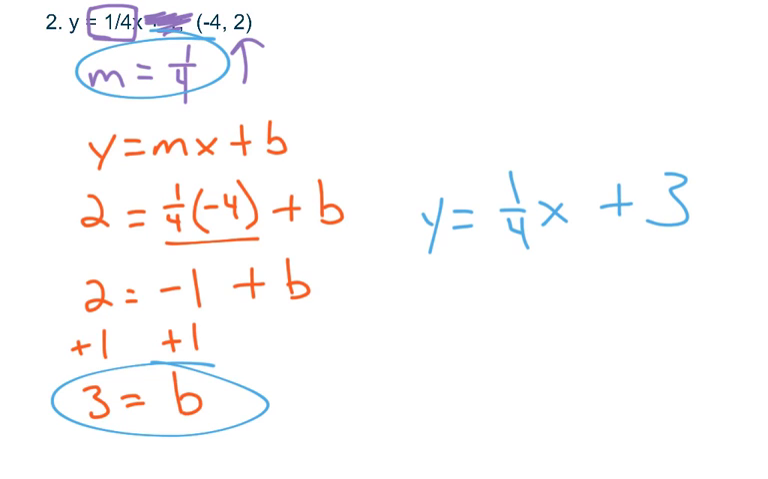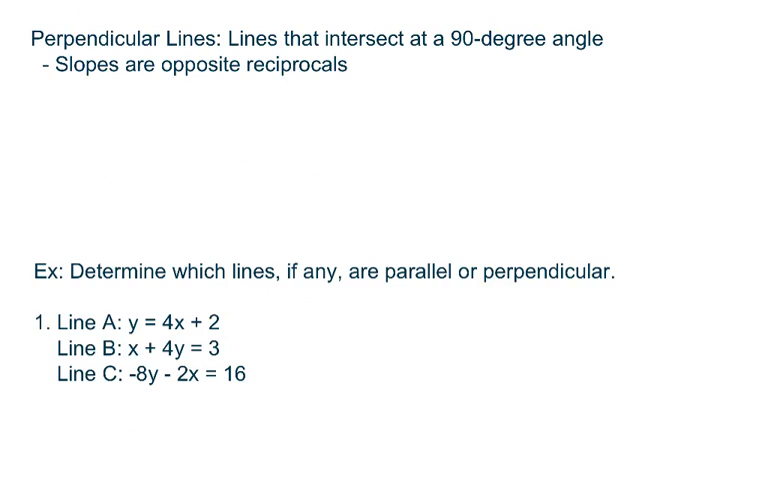Okay, so that's a basic overview of parallel lines. Slopes are the same, they're never going to cross, and then we're just writing equations like we did in section 2. Perpendicular lines. I said there were 2.